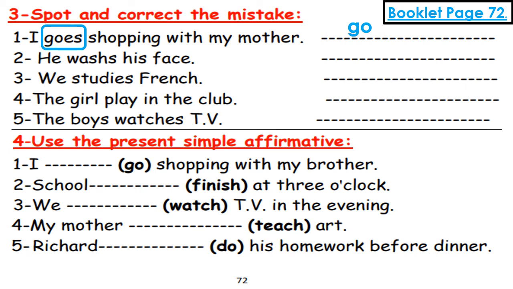Okay, but something is missing here. He washes, this is correct, but I will put just s to the verb wash, or es. The verb ends with s and h, so I will add es at the end of the verb. So the wrong is the verb wash, and the right form for it is going to be washes, like this.